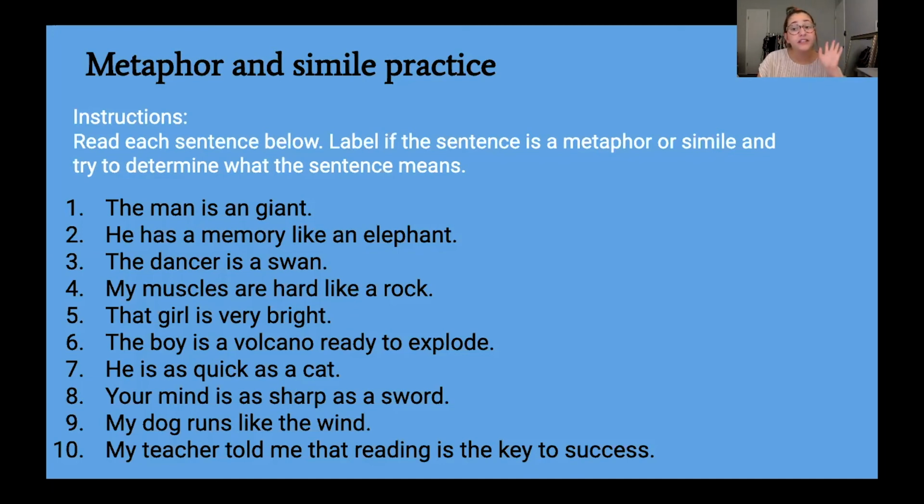So definitely go through each one and see if it's a metaphor or a simile. An easy way you can do that is to look for our words: is for metaphor, like or as for simile. Do your best with that. And then I want to see if you were able to determine what any of these sentences might mean. That's going to be a little bit tricky, but I think you're going to be fine. You're going to get it. Just try your best. So go ahead and pause for another 10 to 15 minutes, however long you need to give this a try.